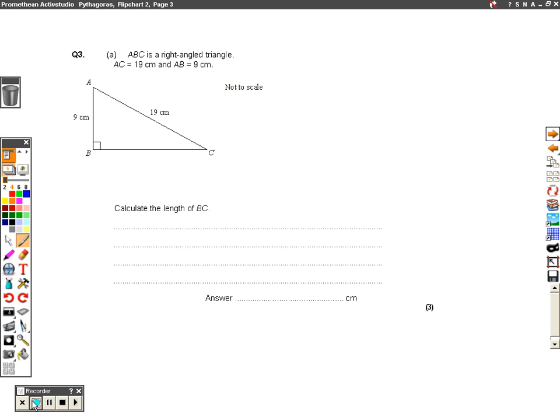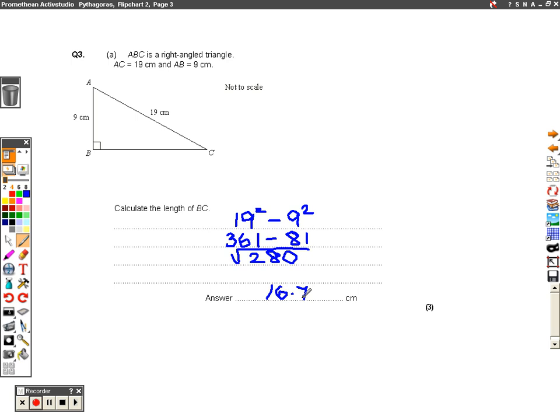Question 3. Calculate the length of BC. Now this time BC is one of your shorter sides. It's not the hypotenuse you're finding. So you've already got your hypotenuse or your longest side. So instead of adding the two values when you square them, you subtract. Starting with 19 squared, subtract 9 squared. Okay. 19 squared gives us 361 minus 81. When you subtract those two, you get 280. Take the square root of your 280 to leave you 16.7.